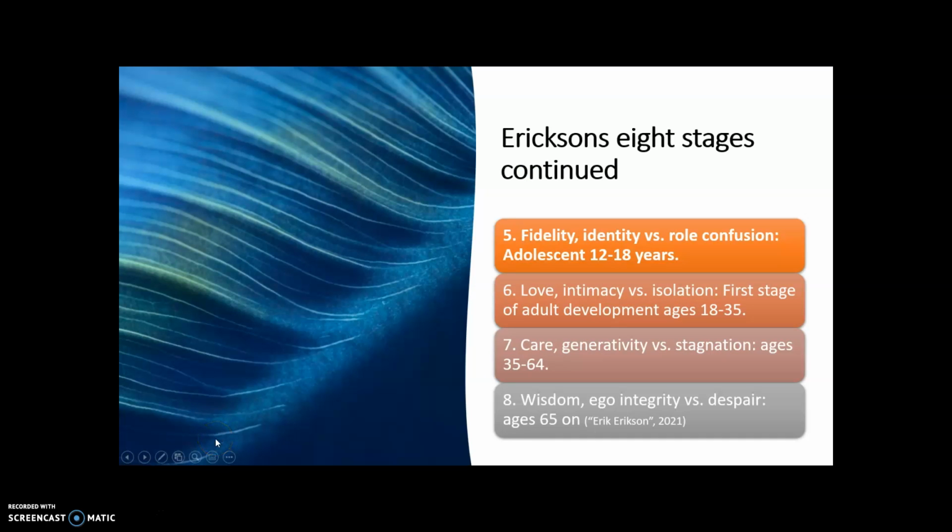Number 5 was fidelity and identity versus role confusion, which happened around adolescent ages 12 to 18. And number 6, love, intimacy versus isolation, first stage of adult development, ages 18 to 35. And number 7, care and generativity versus stagnation, which were ages 35 to 64. And last stage was wisdom, ego integrity versus despair. And this was from ages 65 and on.